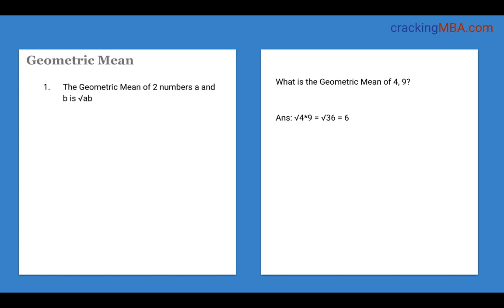Next we can see how we can calculate the geometric mean. Geometric mean is nothing but the square root of the product of the numbers. Okay, the geometric mean of two numbers a and b is nothing but root ab. Similarly, the geometric mean of 4 and 9 is nothing but root of 36, which is 6.